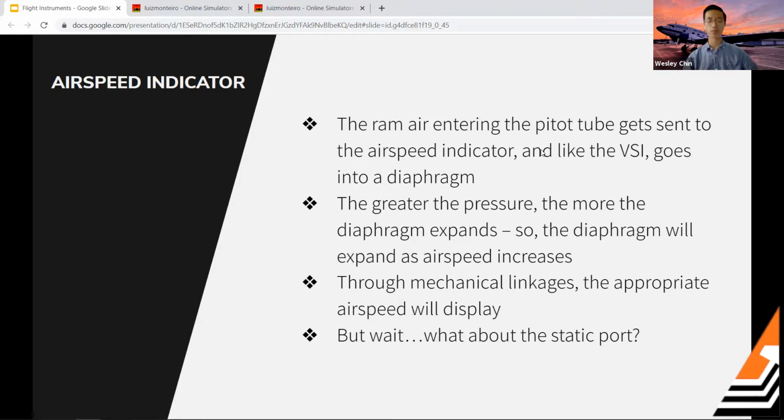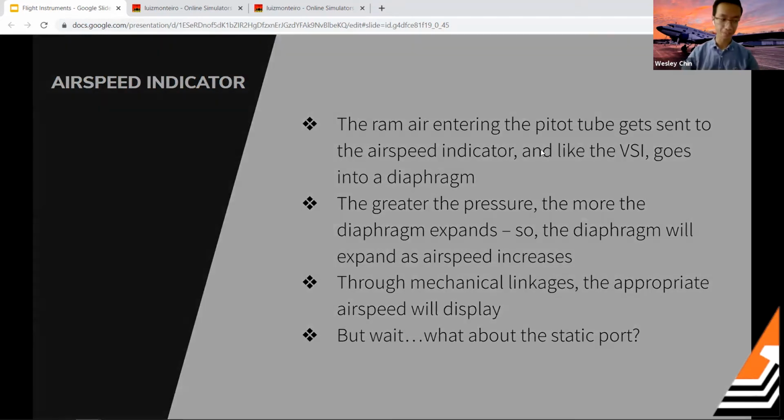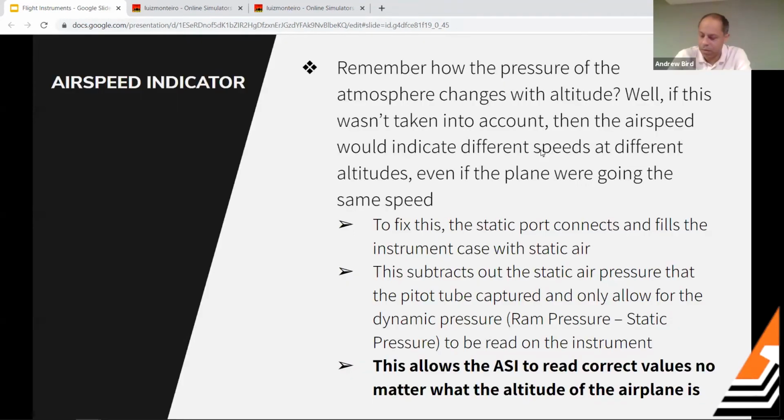So the explanation that we just covered really only talked about the pitot tube, but we were just saying this uses information from both the pitot tube and the static port. So let's figure out where this comes into play now. Where is the static port? The key thing we have to remember here is pressure changes with altitude, right? As we're climbing and descending, atmospheric pressure is also changing. So if we don't take this into account, then the airspeed indicator would indicate different speeds at all different altitudes, even if we're traveling the exact same speed.